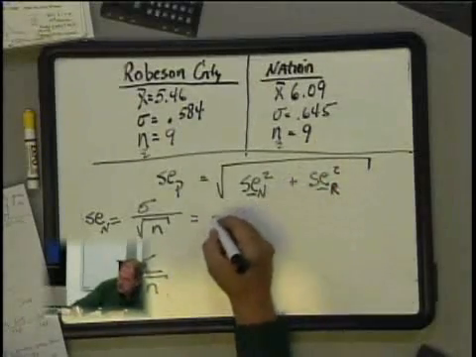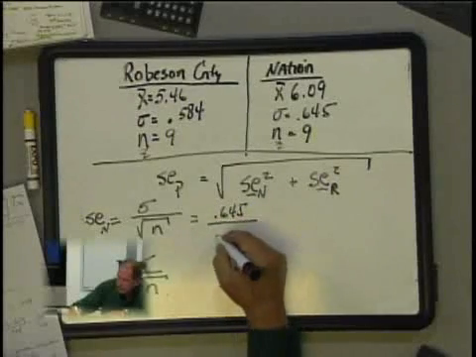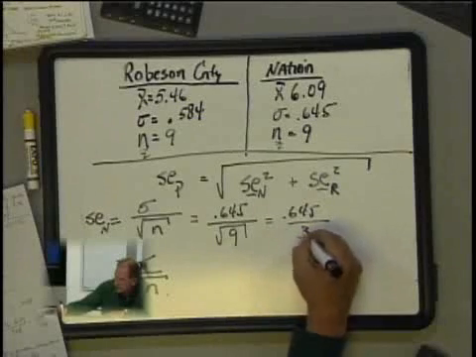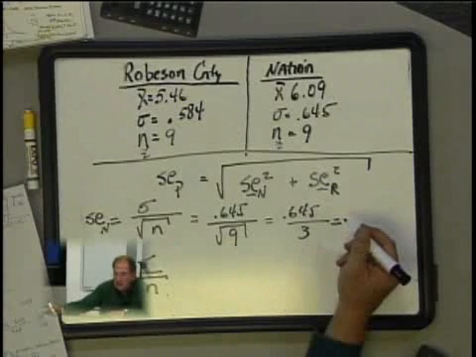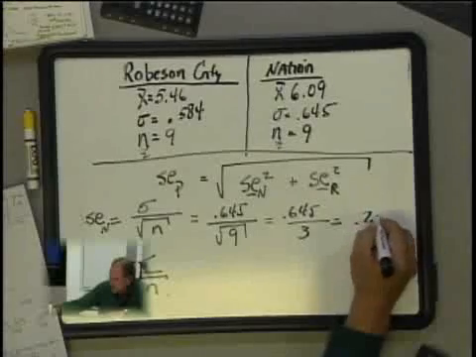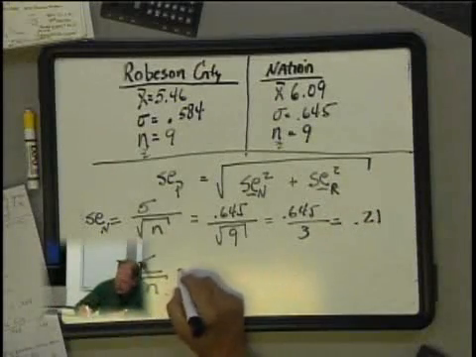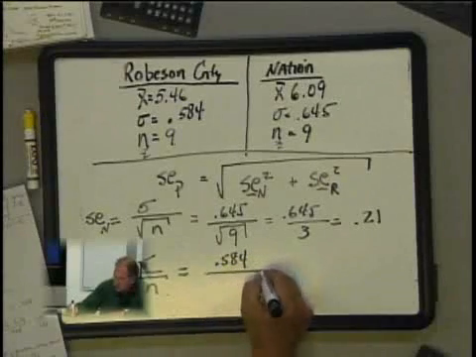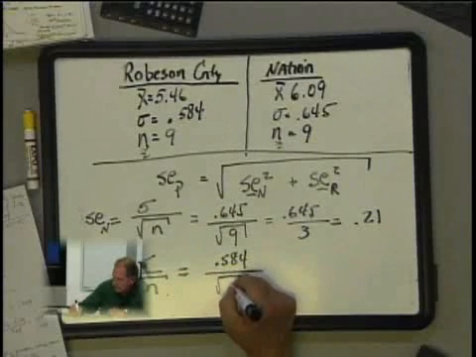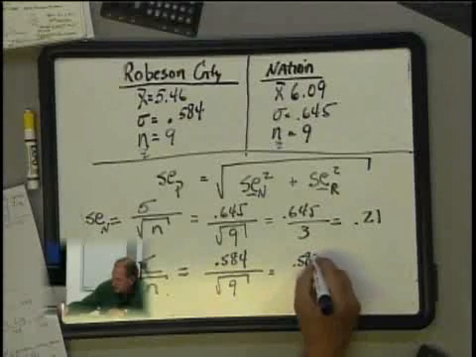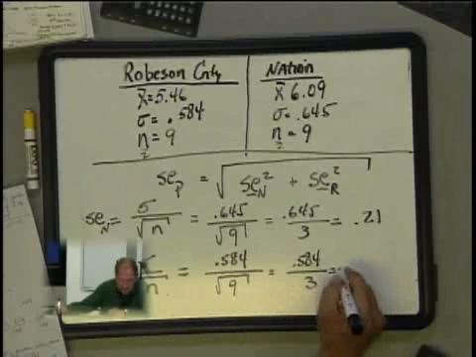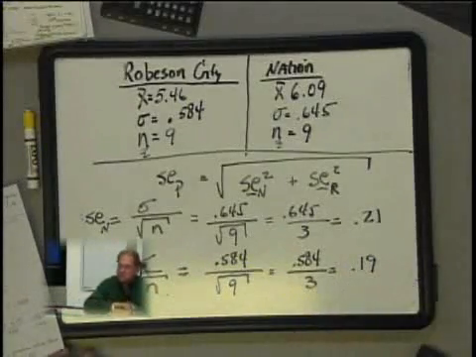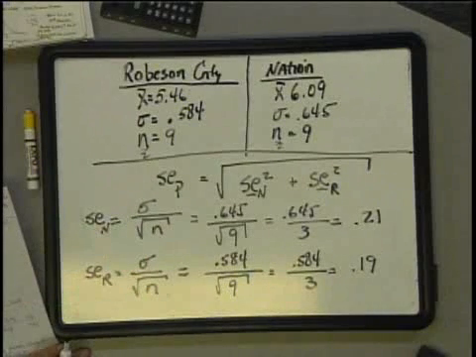In the nation, the standard deviation is 0.645 divided by the square root of 9, which is 3. 0.645 divided by 3 is equal to 0.215, about 0.21. And then for Robeson County, our standard deviation is 0.584 divided by the square root of 9, which is 3. That's equal to 0.19. Everybody got that?